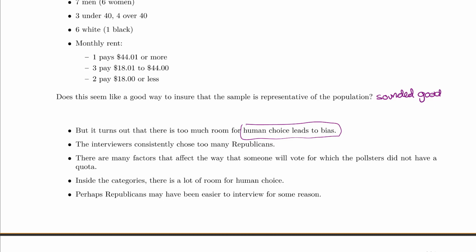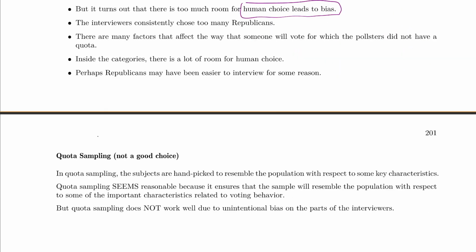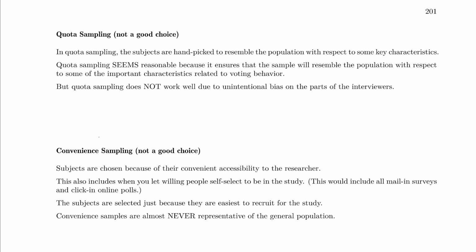Okay. There are many factors that affect the way someone will vote for which the pollsters didn't have a quota. So we tried to break it up, but there were still other things that could affect how they want to vote. But inside the categories, there's a lot of room for human choice, and human choice leads to bias. So maybe the Republicans were easier to interview for some reason. So that was an example of quota sampling.